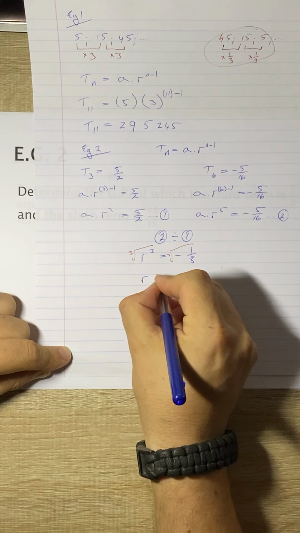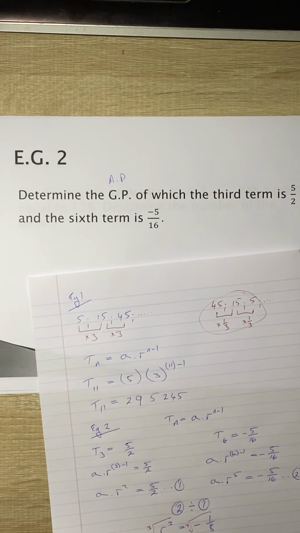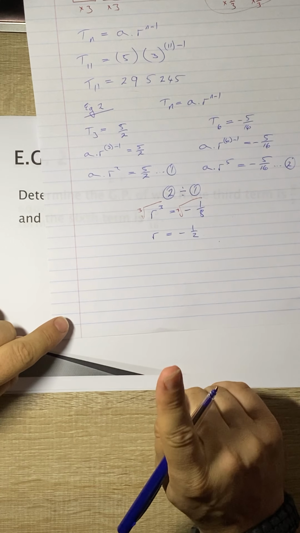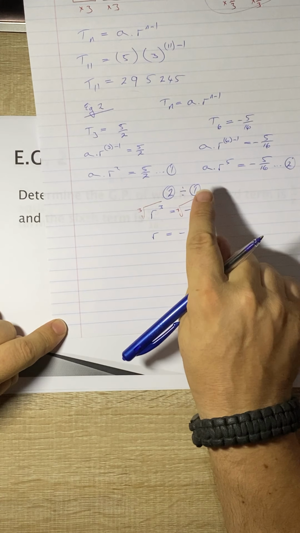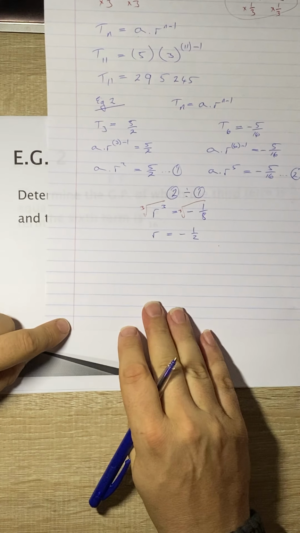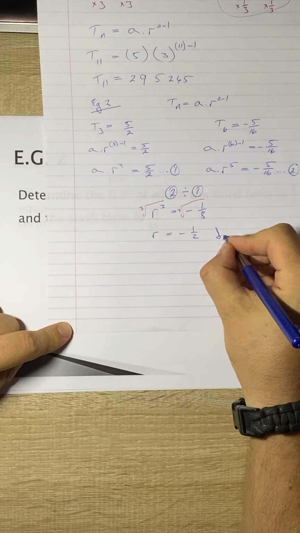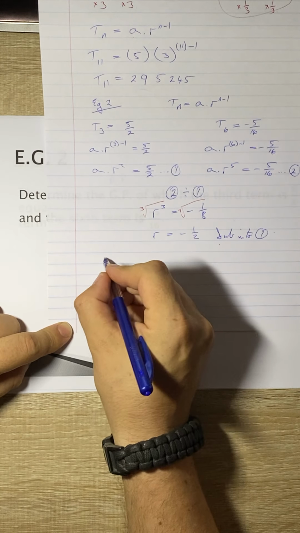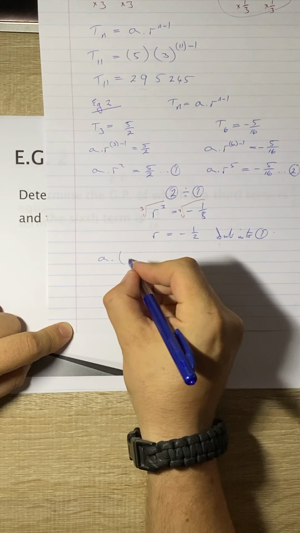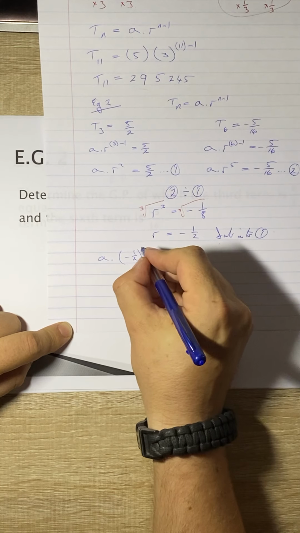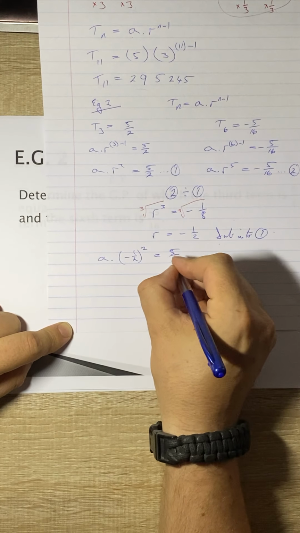All right. So the question was, determine the geometric progression. So what we need to do is find the first 3 terms. So we don't know what our A is yet. So what I'm going to do is take this R, plug it into equation 1. So let's just say here sub into 1. Okay, so we get A times minus a half, because that's what our R is. We calculated it over here. Squared equals 5 over 2.